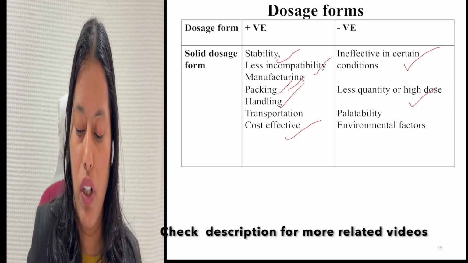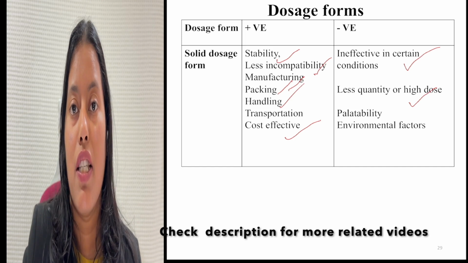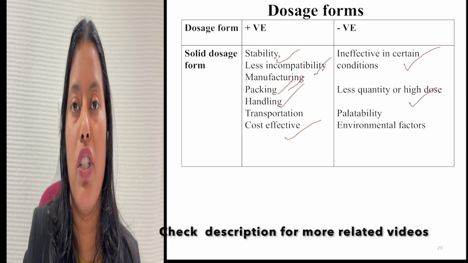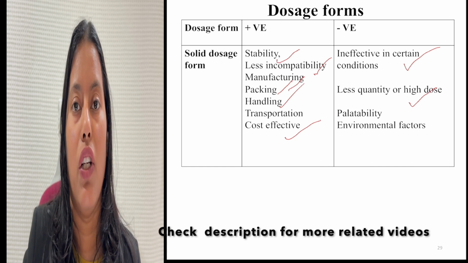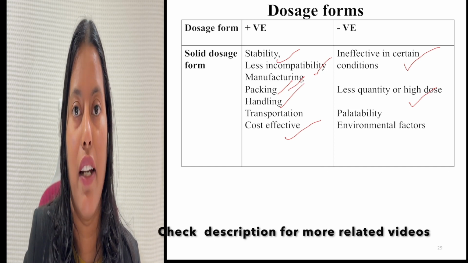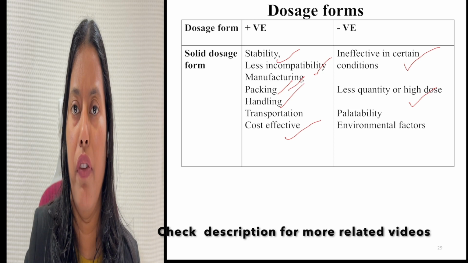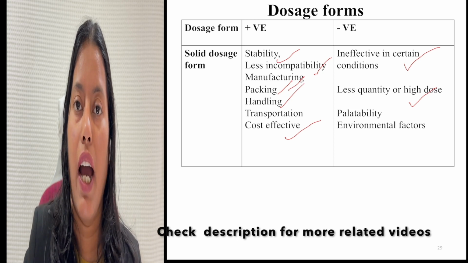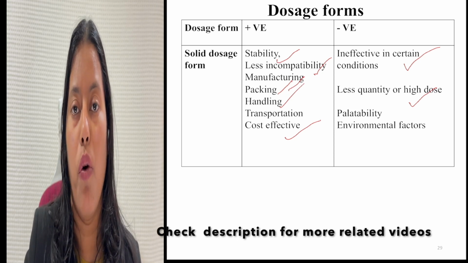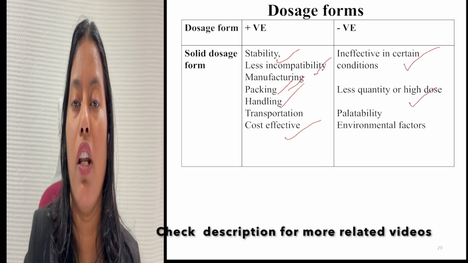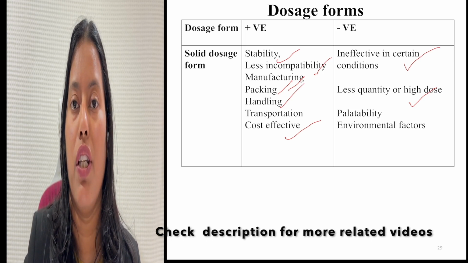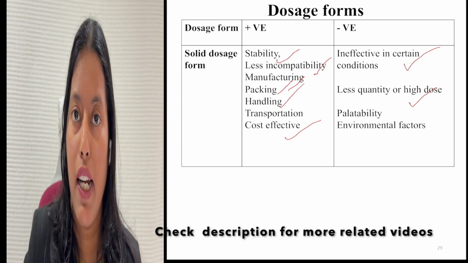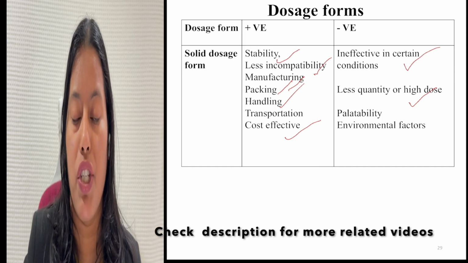Next, you have small quantity and high dose. Some potent drugs are required in very small quantities, which are difficult to weigh on a lab scale. And with a high dose, if the quantity is more, it becomes difficult to ingest. So high dose formulations are difficult to ingest for pediatric and geriatric patients.